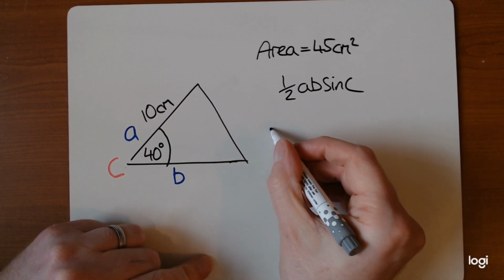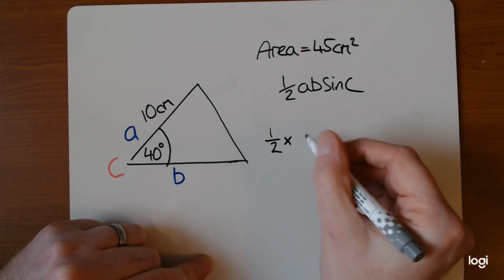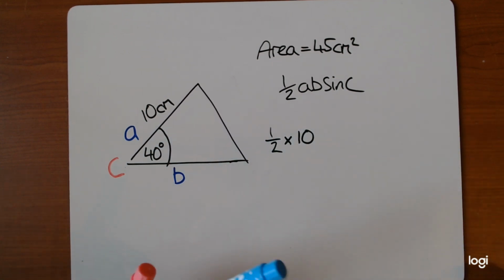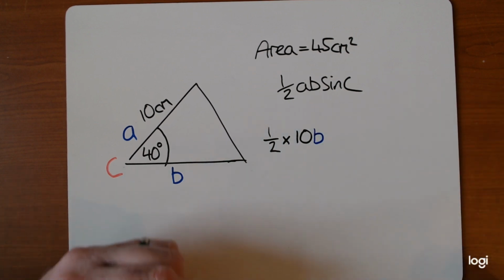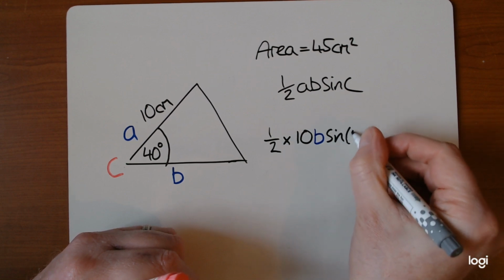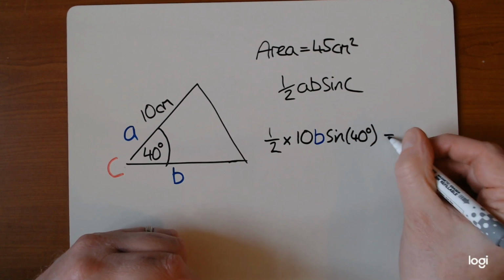So we know a half. Now that's going to be times A, which is 10. We're then going to look for B, and we've got the sine, and we know the angle, which is 40. Now they tell you the area is 45 square centimetres.